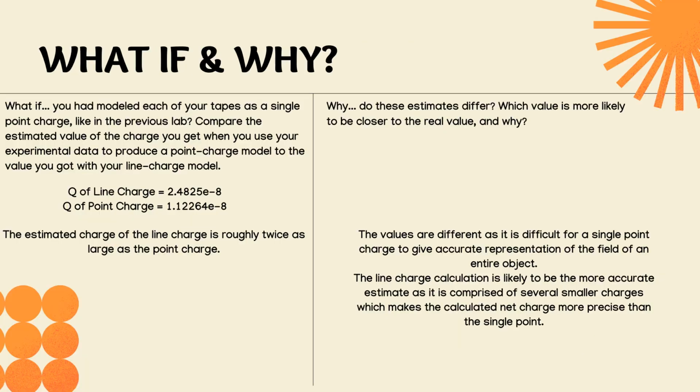When asked what if we had modeled each of our tapes as a single point charge like in the previous lab, we can see the estimated charge of the line charge is roughly twice as large as that of the point charge. Why do these estimates differ? Which value is more likely to be closer to the real value and why?